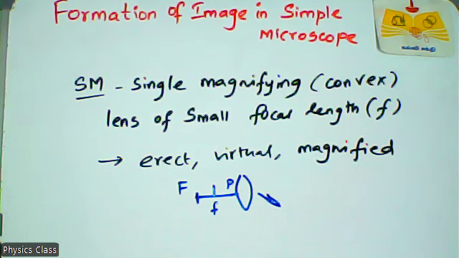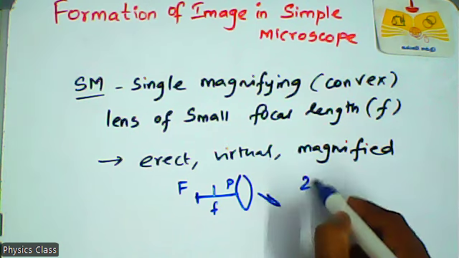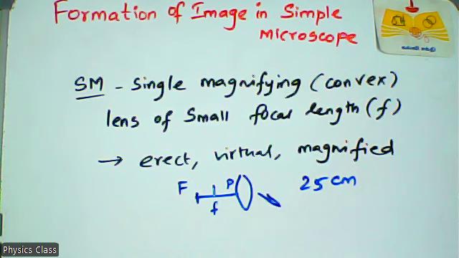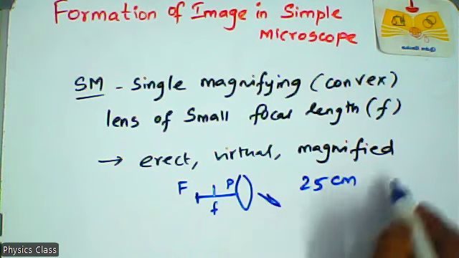So in this case, we have two types. One is the near point, another is the far point, the farthest point. The nearest point is where the eye can clearly see, called the near point. And the farthest point up to which an eye can clearly see is called the far point. For a normal healthy human eye, the near point is 25 centimeter, and the far point is infinity.